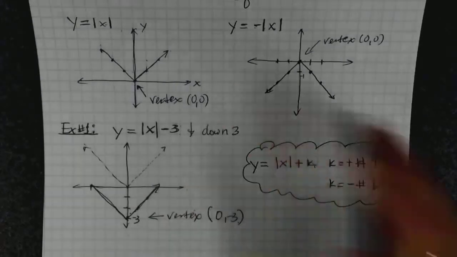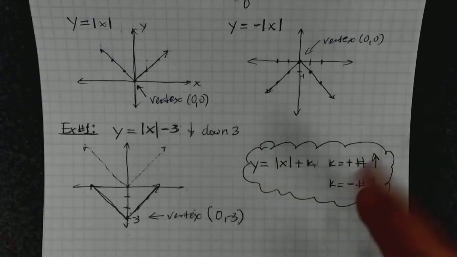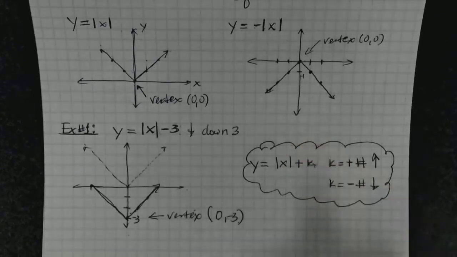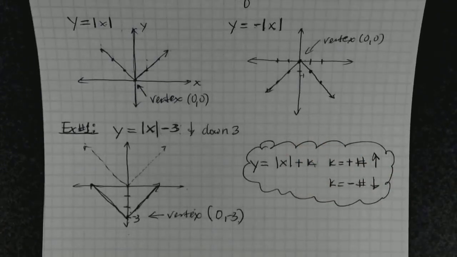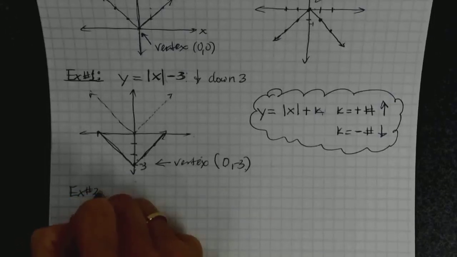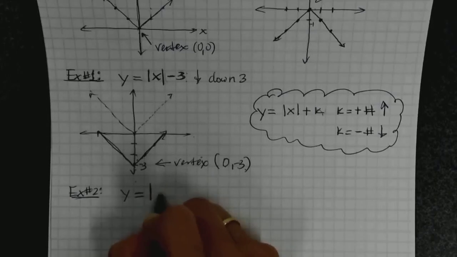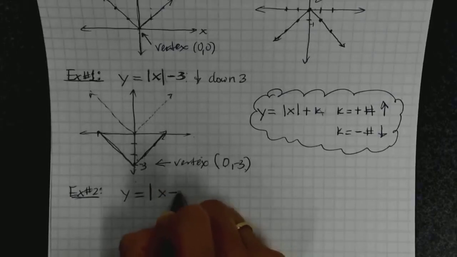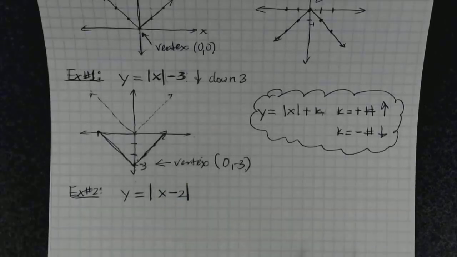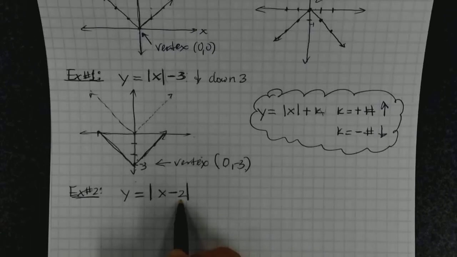Okay, so if the number's on the outside of the absolute value, it makes the V-shaped graph transition up and down. So then to make it go right and left, what we're going to do is add or subtract a number on the absolute value on the inside. So if this is absolute value of x minus 2.